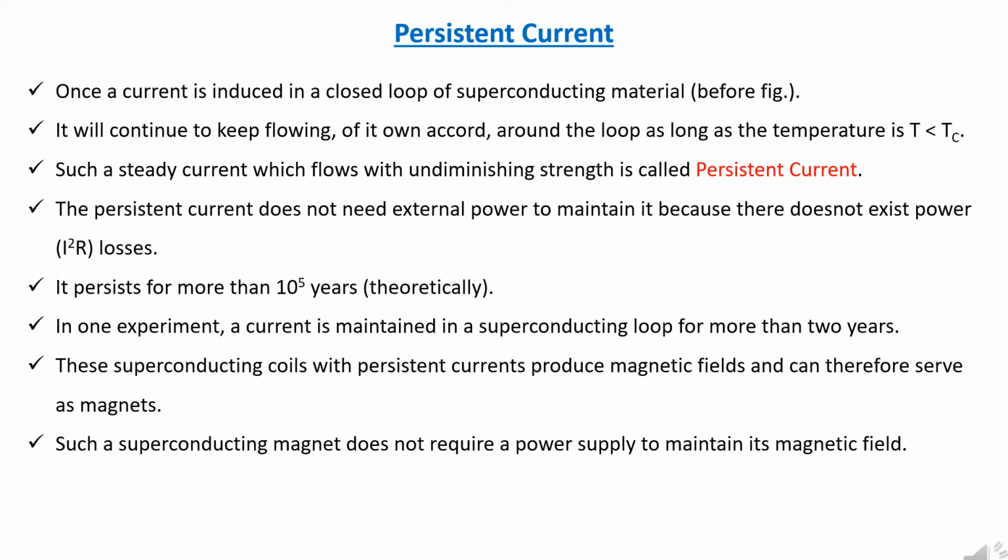In one experiment, they found current can be maintained in a superconducting loop for more than 2 years. These superconducting coils with persistent currents can produce magnetic fields and can therefore serve as magnets. Such a superconducting magnet does not require a power supply to maintain its magnetic field.